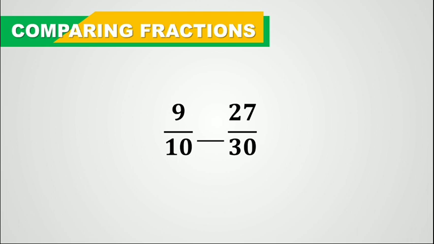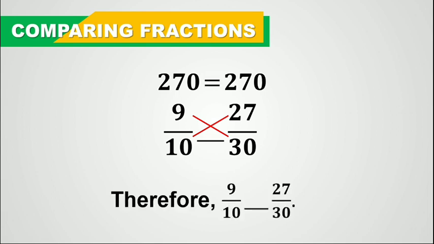So let's compare these two fractions. Which is greater or which is lesser? 9 over 10 or 27 over 30. Again, all you need to do is cross multiply them. So 30 times 9, that's 270. And 10 times 27, that is also equal to 270. So therefore, they are equal. 9 over 10 is equal to 27 over 30. So that's just it. So easy.